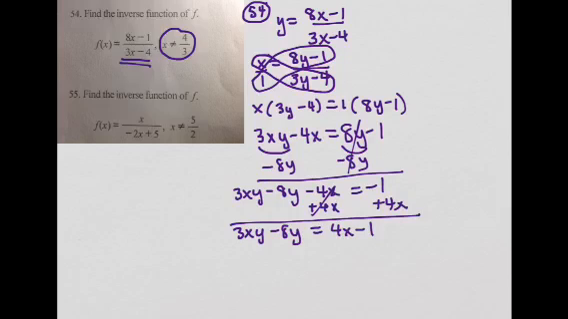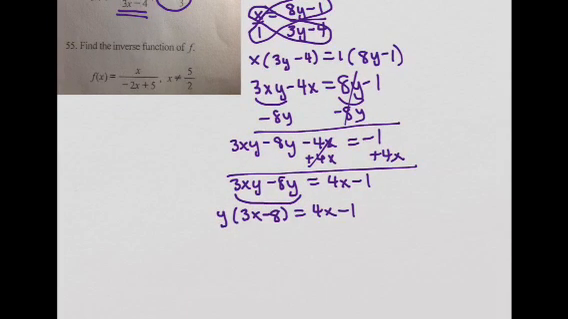Now I need to find a way to leave y by itself. So these terms both have y in common. So I'm going to factor out a y. The right side stays the same. I didn't do anything. There. So now I have y by itself, right? Kind of. It's still not isolated. But now, since I factored it out, I can divide both sides by 3x minus 8. And so now y is by itself.